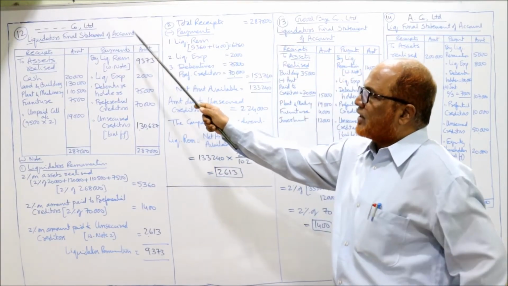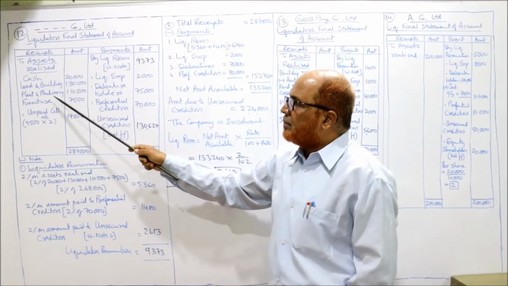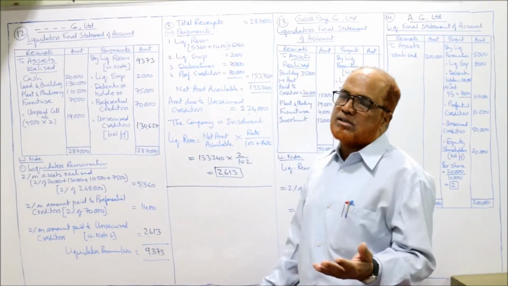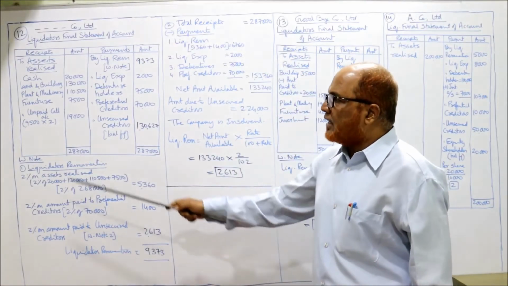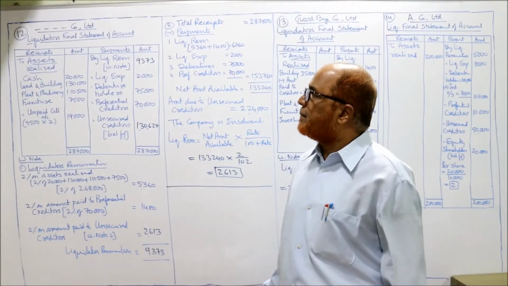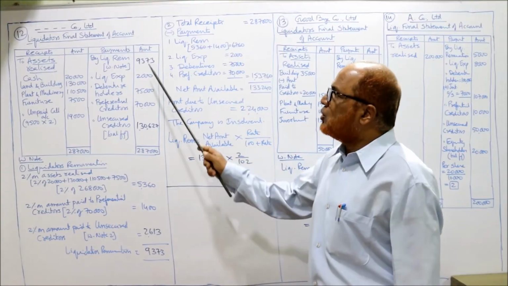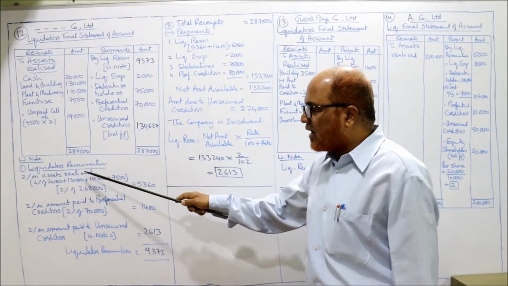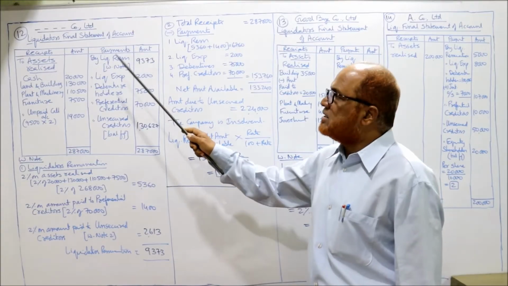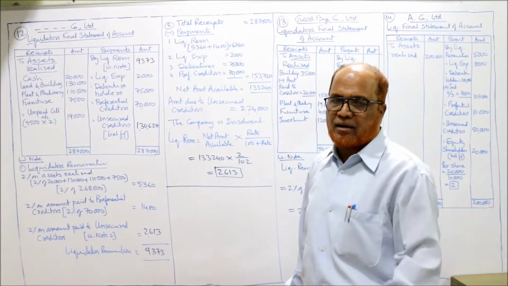Liquidator's final statement of account. Assets realized: in the problem it is given cash, land and building, plant and machinery, furniture, unpaid call account. Unpaid call account is nothing but calls in arrear. So 9,500 shares, 2 rupees, 19,000. One shareholder has not paid. Liquidator's remuneration, we have to find it in the working note. So you should not take this amount. After calculating in working notes, then only we should take this amount. Till then, just write by liquidator's remuneration, see working note, and keep it blank.